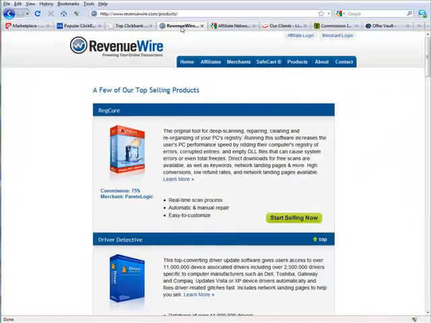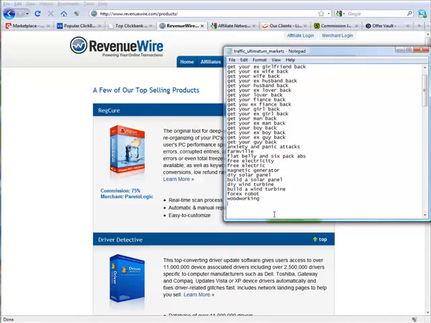You can go to places like Revenue Wire and see the different offers they have available. RegCure, the original tool for deep scanning, repairing, cleaning, and reorganizing your PC's registry. So this is registry repair, and then the one below that, Driver Detective, is driver update software.